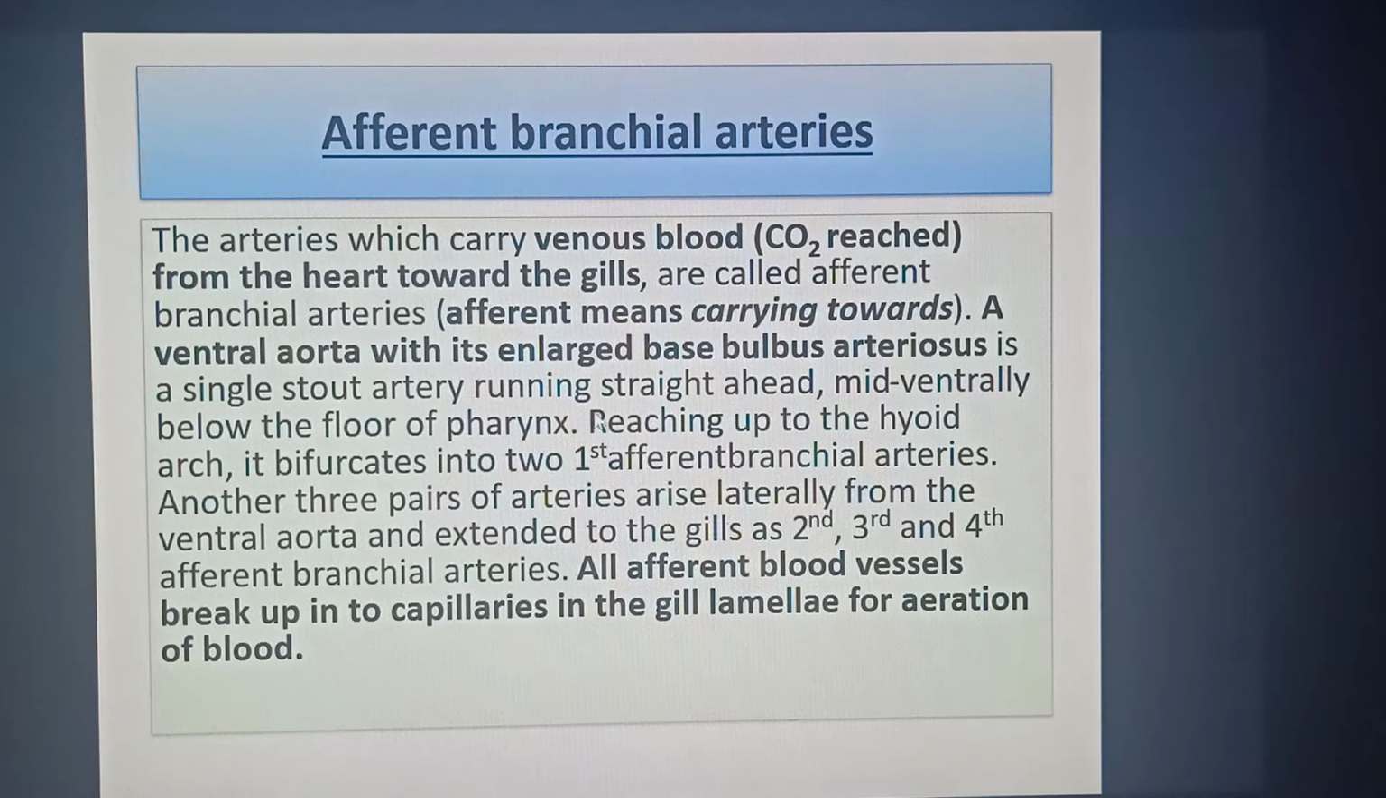ahead, mid-ventrally, below the floor of the pharynx, reaching up to the hyoid arch, that is the first arch. It bifurcates into two first afferent bronchial arteries. Another three pairs of arteries arise laterally from the ventral aorta and extend to the gills as second, third, and fourth afferent bronchial arteries. All the afferent blood vessels break up into numerous capillaries in the gill lamella for aeration of blood.